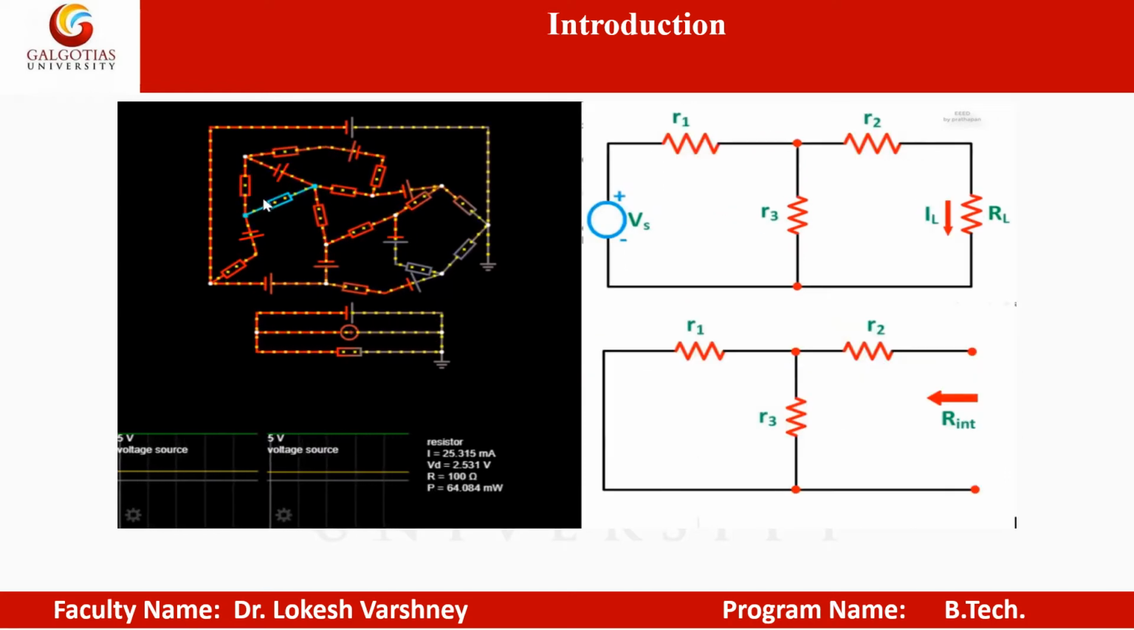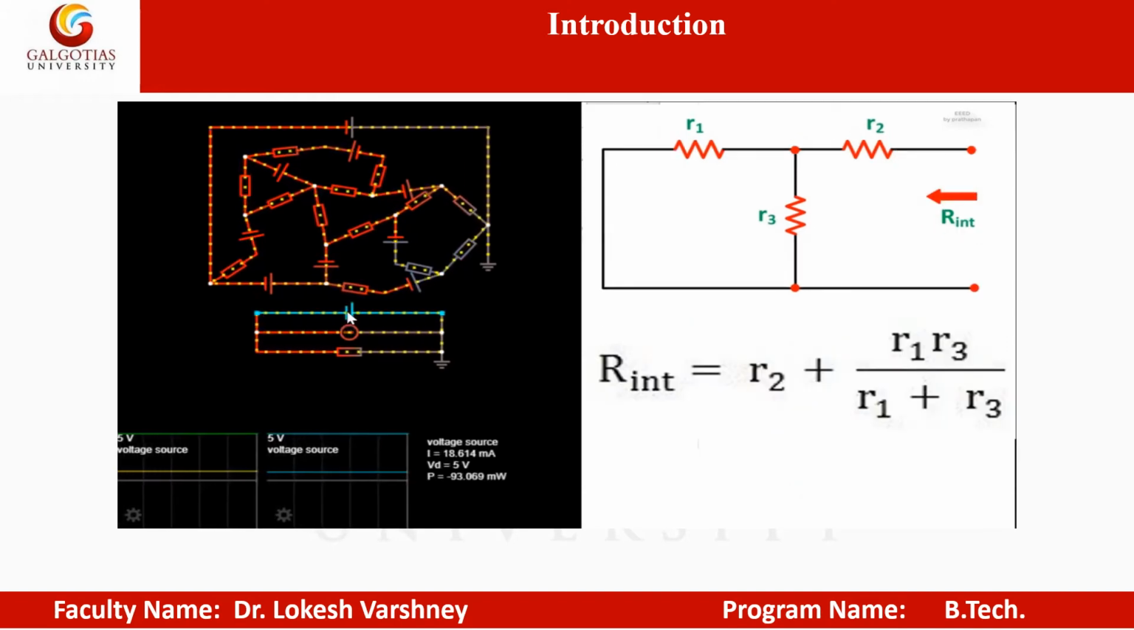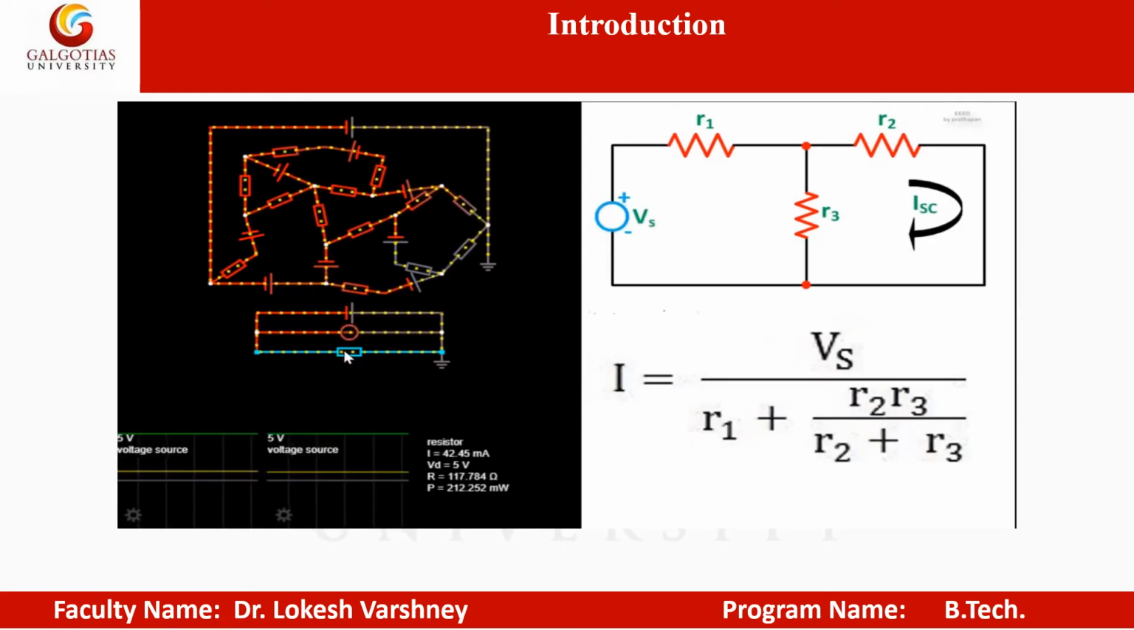Steps for solving a network utilizing Norton's theorem. Step 1, remove the load resistance of the circuit. Step 2, find the internal resistance RINT of the source network by deactivating the constant sources. Step 3, now short the load terminals and find the short circuit current ISC flowing through the shorted load terminals using conventional network analysis methods.